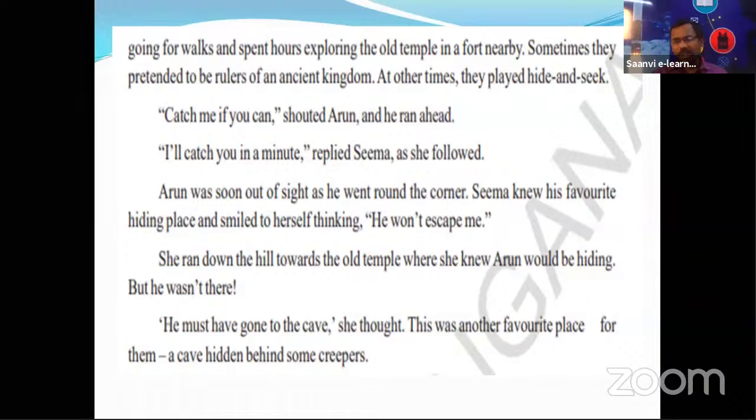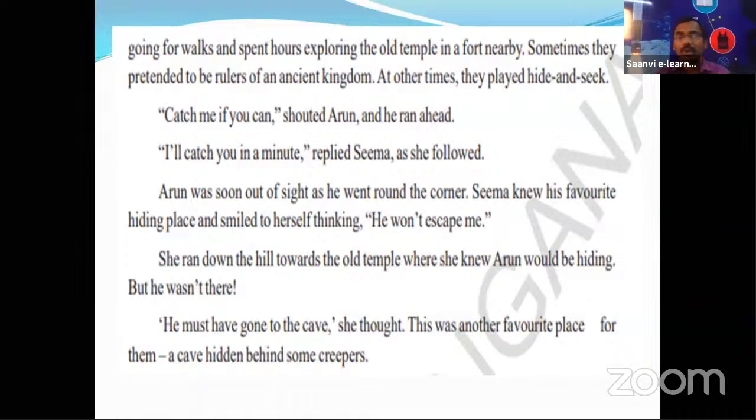I will catch you in a minute. Within a minute, I will catch you. Who said? Replied Seema as she followed him. Arun was soon out of sight as he went round the corner. So he went very fast. That's why he was out of sight.